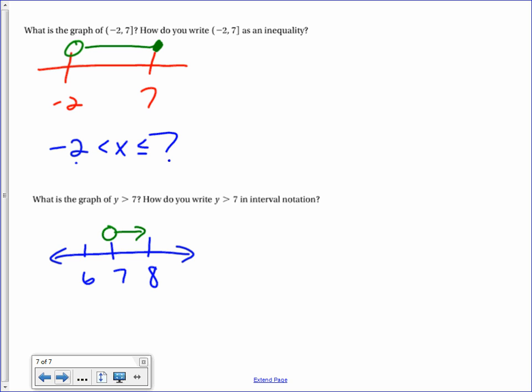If I think about interval notation, that would now look like a parenthesis at the 7. And where is it going to? It's going to positive infinity. So I'm going to use positive infinity and close with a parenthesis. Okay, hopefully that stuff makes sense to you, and that is a wrap.